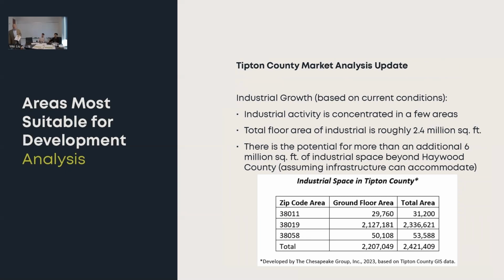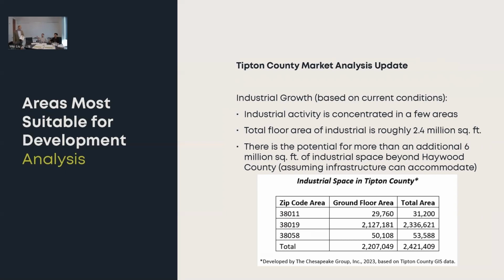Now getting into the industrial growth. First of all, we'll talk about where you are existing. The industrial activity totals are at the bottom there, and you see the 3 largest zip codes. And those are mostly concentrated along your Highway 51 corridor. There's that 38019 zip code again for Covington. It contains the most at 2.3 or 3.5 almost million square feet. And then the total at the bottom of over 2.4 million square feet.